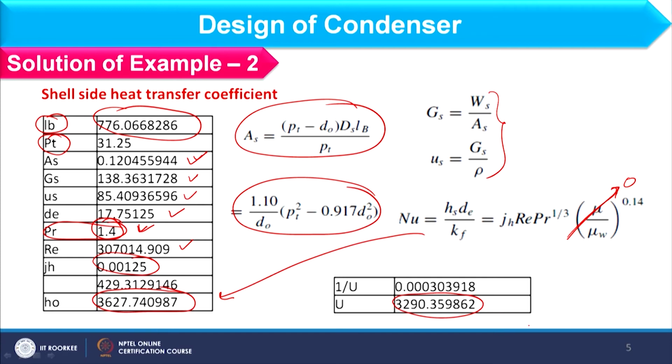So, based on that you can find the overall heat transfer coefficient, which is coming out as 3290. In this problem you are not given the dirt factor as well as the thermal conductivity of the material. So, you can simply find 1 by U based on two terms including Hi as well as Ho. Okay. So, based on that the overall heat transfer coefficient is obtained in this example.